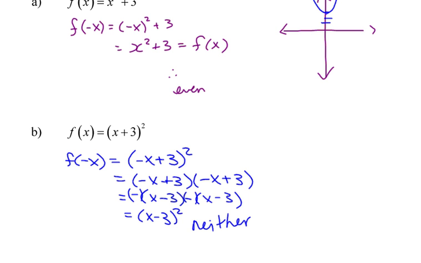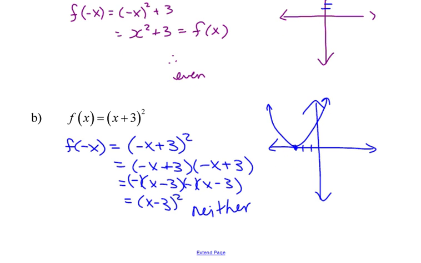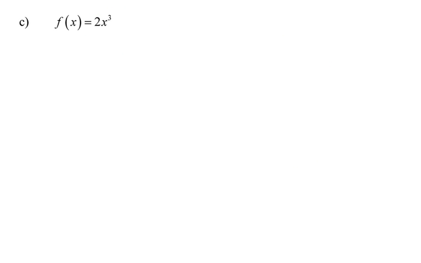Okay. Sketching this guy. He's the graph y equals x squared shifted. How? 3 to the left. So is he symmetrical about the y-axis? No. Is he symmetrical about the origin? No. Okay, last guy. 2x cubed. He will be odd.